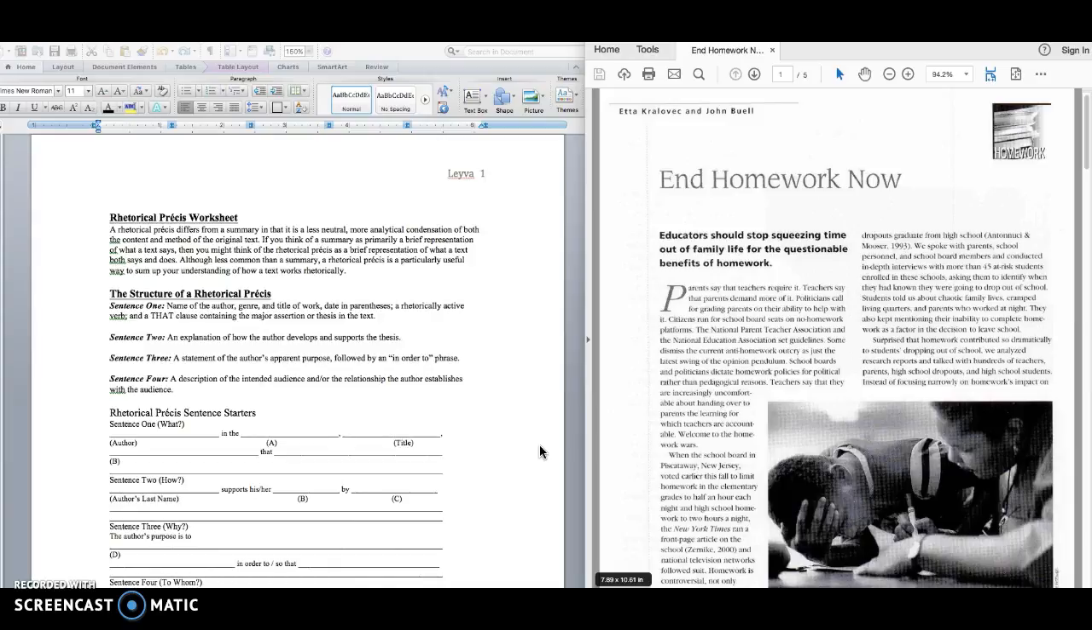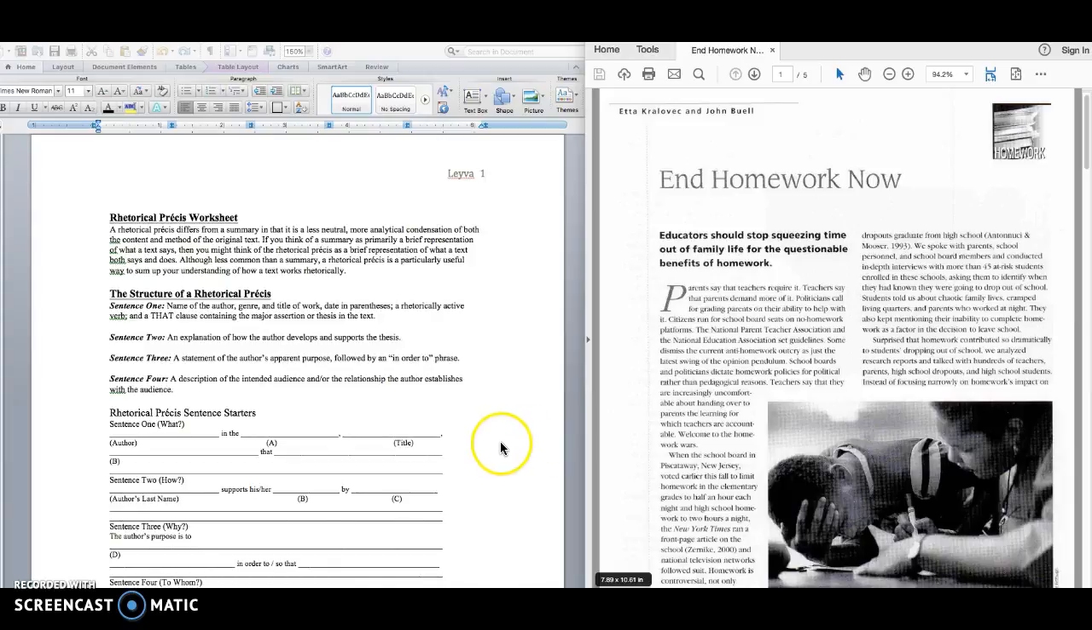verb. Sentence two is an explanation of how the author develops and supports their thesis. The third sentence is about the author's purpose. And the fourth sentence is basically a description about the intended audience or the relationship that the author is trying to establish with the audience. It sounds difficult and fancy, but it's really not.